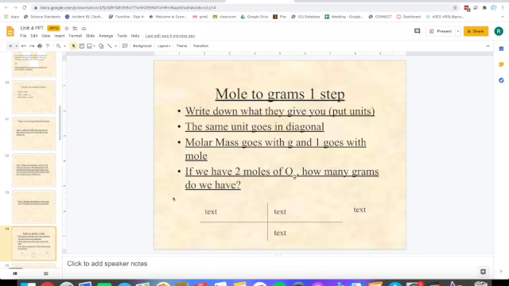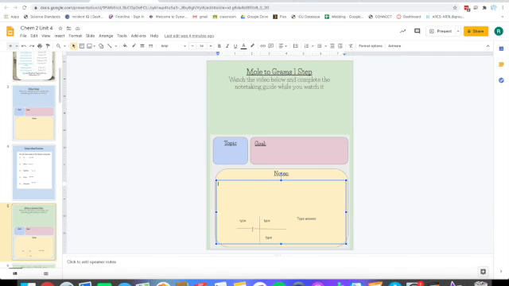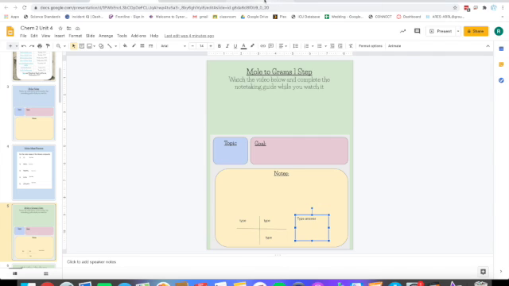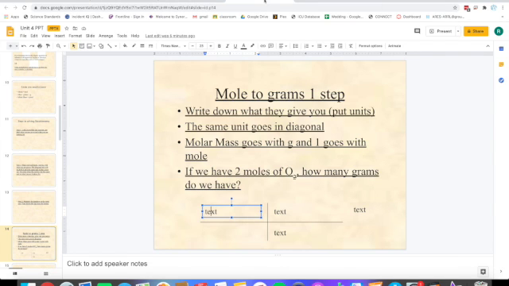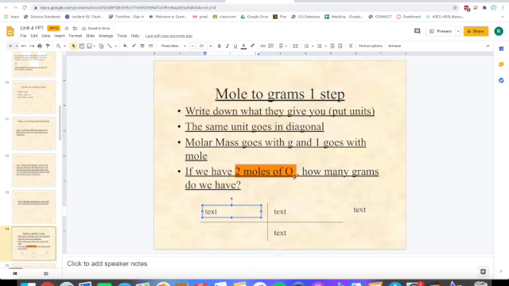So here I'm going to work out this example. You'll notice you have this exact thing in the bottom of your notes section, so you should already have this example written down. I want you to work through this example with me and put it in your notes as well. So here it says we have 2 moles of O2. Here we're going to put what they give us, which is 2 moles O2.